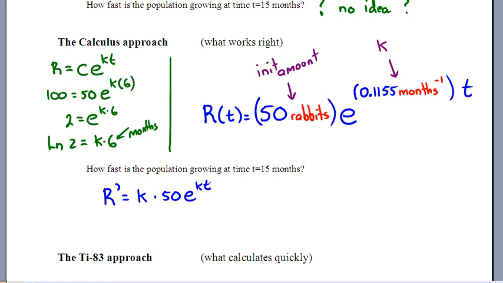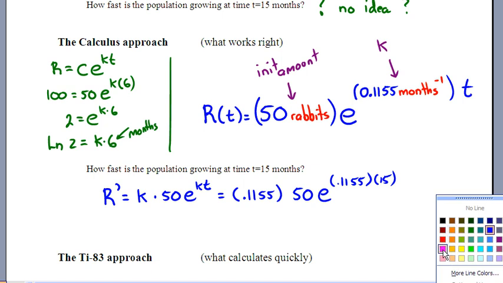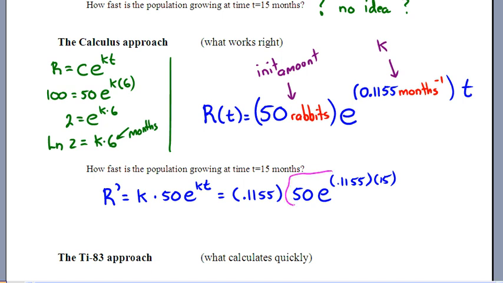So I could easily tell you what your growth rate of rabbits would be. I would just go, okay, 0.1155, and those units are upside down months. And then right here I would figure out how many rabbits there are at that moment. So e to the 0.1155. Oh, you want to check at 15? No problem. Just this part here figures out how many rabbits you've got.